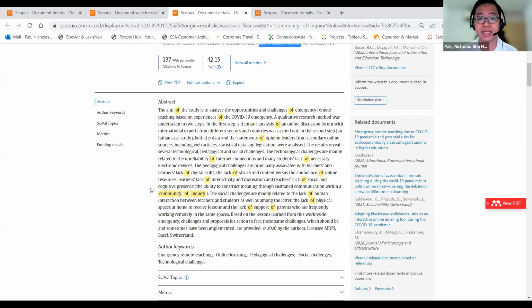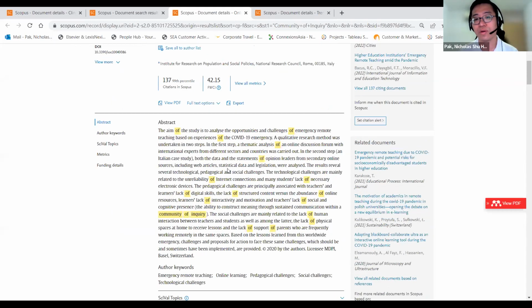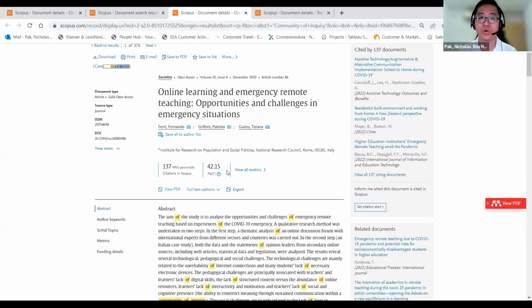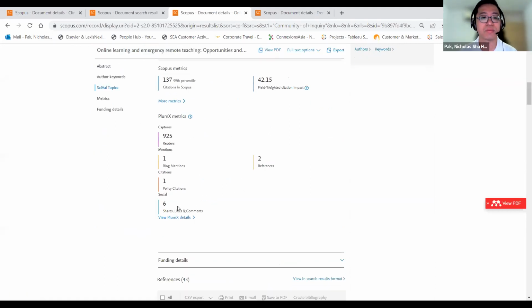So we get to see in this case how you're able to construct a community of inquiry. What I really like is that with this, now you are able to see where the keywords are being highlighted itself on Scopus. So now you can see that this is how it looks like in terms of Scopus metrics. We can see the PlumX metrics as well.